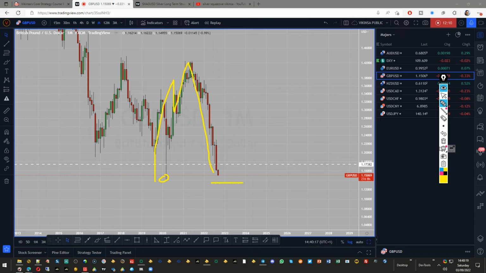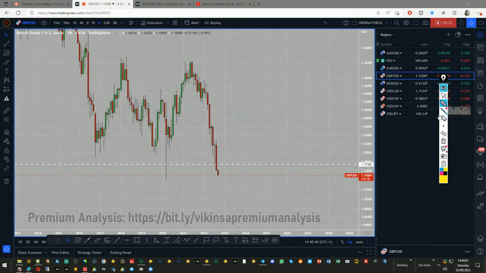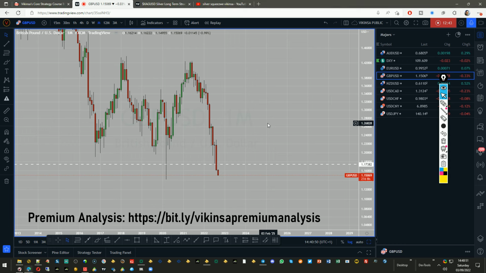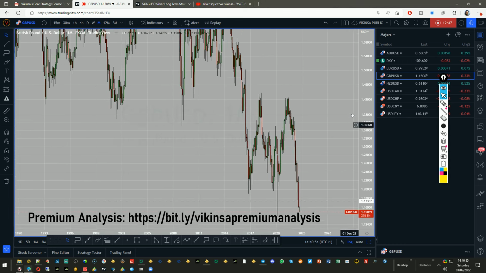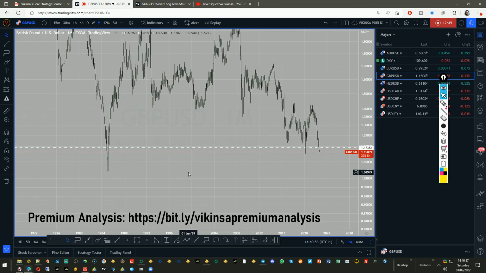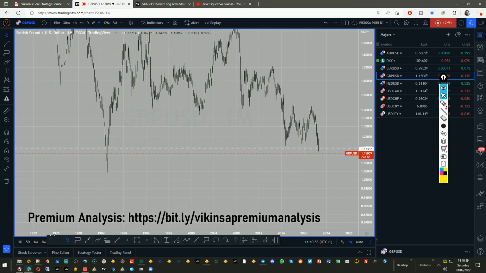Now, going forward in the coming weeks or months, there is a possibility that it will try to go near about here. It is quite possible that it will go to that level here. That is a possibility, but it remains to be seen. In our premium analysis, we will have better levels and better scenarios because there we make use of other tools as well.